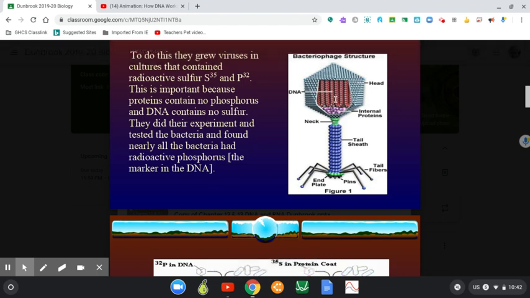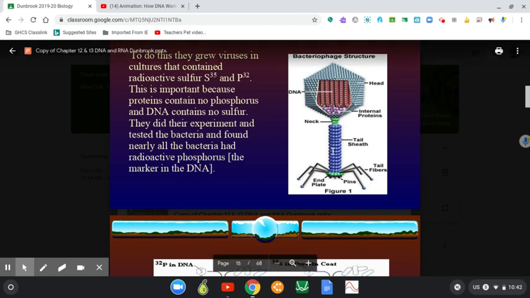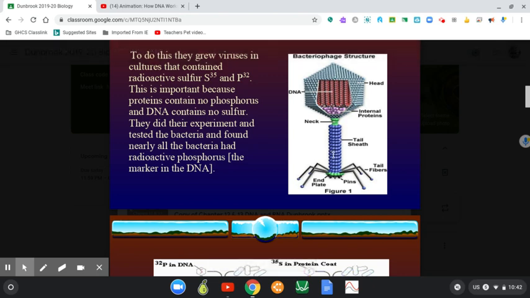What Hershey and Chase wanted to know was which part of this virus was the instructions that got into the other cells and took over those cells. In other words, what's the software? Is it the protein? Is it the DNA? What is it? Okay. And to do this, what they did was they took some radioactive chemicals.